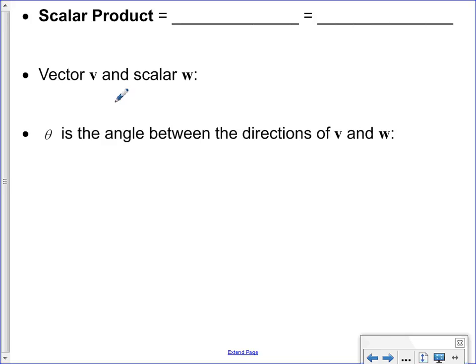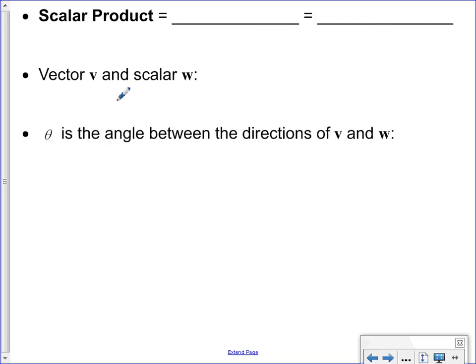Do you guys have your formula sheets? Oh, yeah, you do. Sweet. Dig it out and put it in this binder.